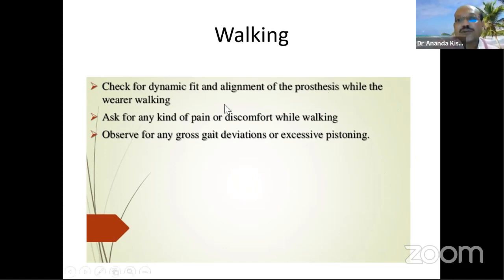What is excessive pistoning? Pistoning means there is to-and-from movement at the junctions of the prosthesis, at the rotator level. That means the socket is going up and down. In the swing phase the socket is going down, and in the stance phase the socket is going up. It is excessive pistoning. You have to see it.